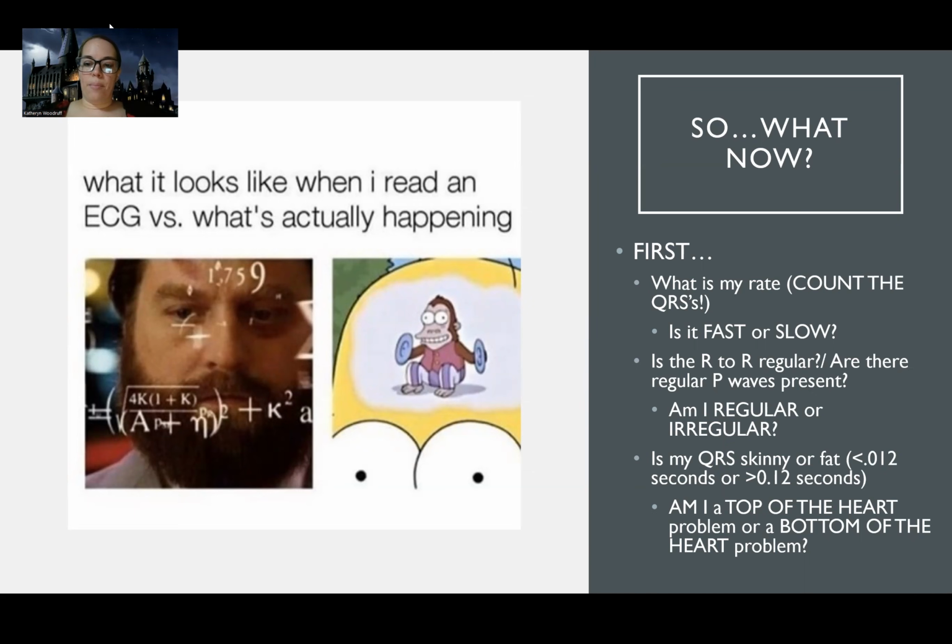Pretty much you're counting the rate, then you're seeing if it's regular. You want to look through each part of your EKG. Start with your P waves. How are they looking? What do they look like? Then you're going to go to the next one, your QRS. Is it skinny or fat? And this is one of those numbers you'll want to know. It should be less than 0.12 seconds.